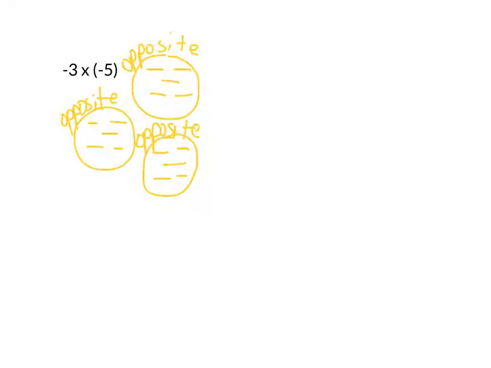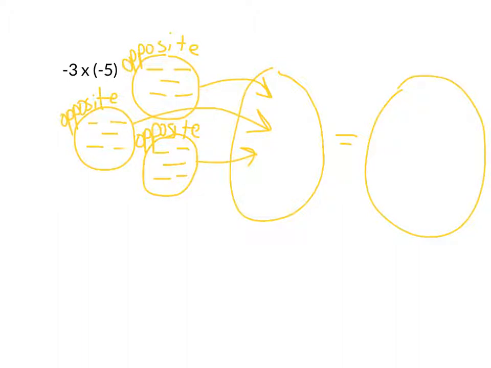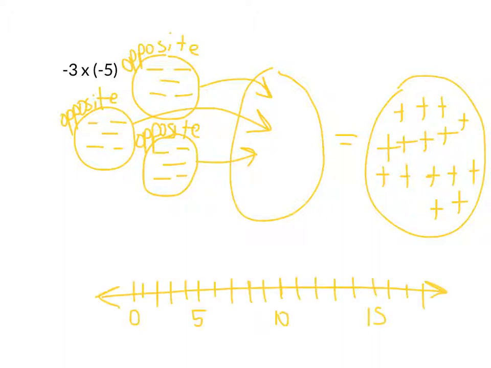So -3 times -5. Now I need to have 5 negatives in each group, but again it's going to be the opposite of 3 groups of -5. And they're all going in. And so that equals the opposite of 5 negatives, which is 5 positives. And on the number line, they have to be -5s, but the opposite. So they're still 5 long, but this is the opposite of -5.